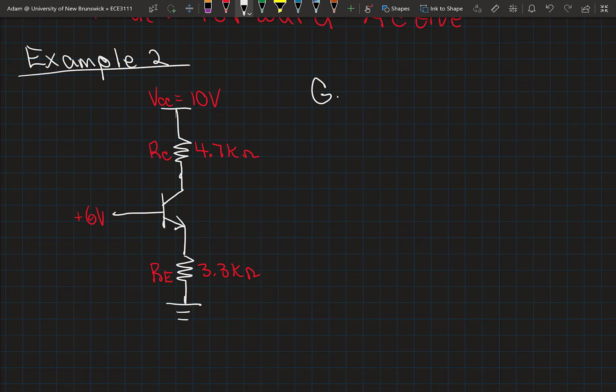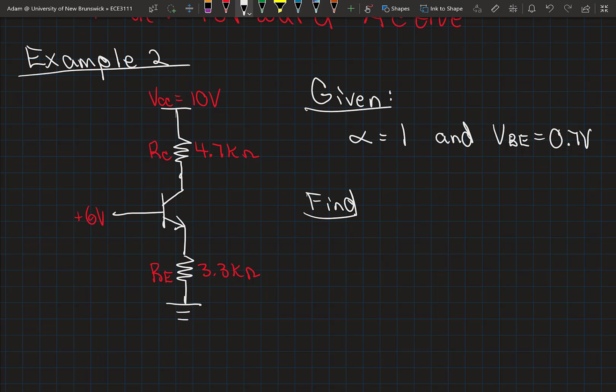What are we given for this case? Let's assume we're told that alpha is equal to 1 and that VBE is equal to 0.7 volts. And we're asked to find all voltages and currents.